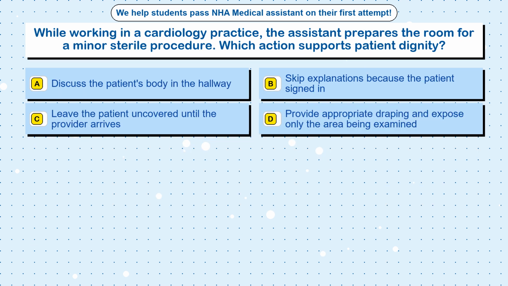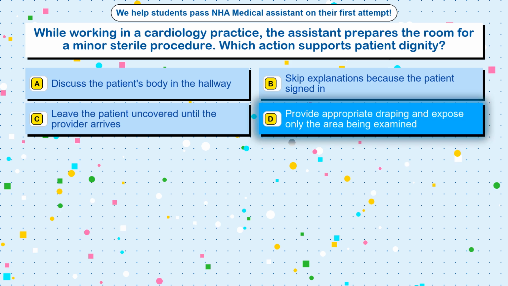Question 33. While working in a cardiology practice, the assistant prepares the room for a minor sterile procedure. Which action supports patient dignity? Option A, discuss the patient's body in the hallway. Option B, skip explanations because the patient signed in. Option C, leave the patient uncovered until the provider arrives. Option D, provide appropriate draping and expose only the area being examined. The correct answer is option D, provide appropriate draping and expose only the area being examined.